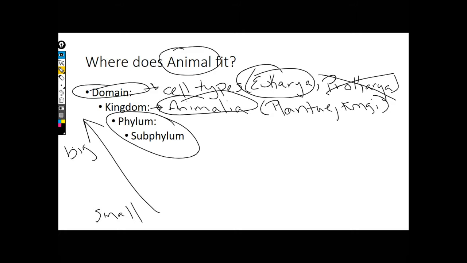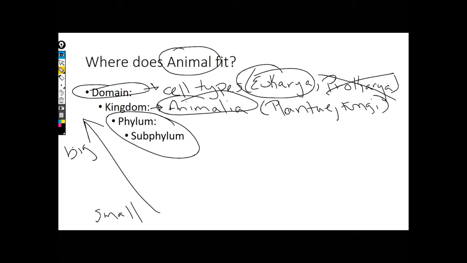Okay, remember I said we're going to narrow this down. We don't want to talk about invertebrates. We want to talk about stuff with a backbone. So how do we make sure that we're doing that? Okay, so that's what these last two categories are going to do for us. Okay, the phylum and subphylum business.